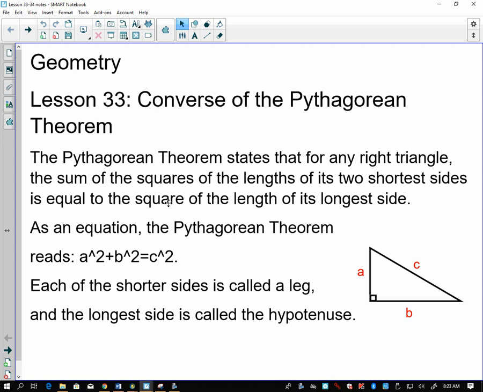So that should get us through quite a bit of what you're reading there. The sum of the squares of the lengths of the two shortest sides is equal to the square of the length of its longest side, which is a really weird, wordy way to say that. As an equation, we know what that is. Each of the shorter sides is called a leg. So just so that you're used to that terminology, whenever you see it, it says one leg of a triangle is this, another leg of a triangle is this, right? We're talking about the sides that are not possible hypotenuses. Okay. All right, moving on.